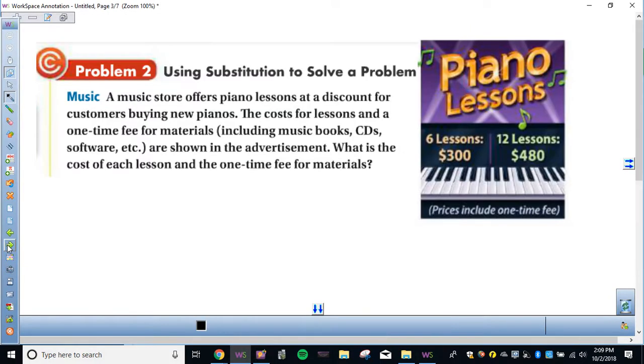Okay, next one. So I want you to write down 6 lessons is $300 and 12 lessons is $480. Realize that the price includes the one-time fee. So let's read this sentence or paragraph while you guys write that stuff down. And we're going to use substitution. So I'll teach you 4 different ways to solve a linear system.